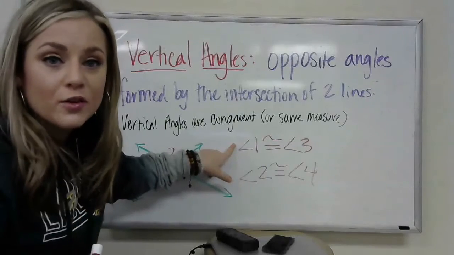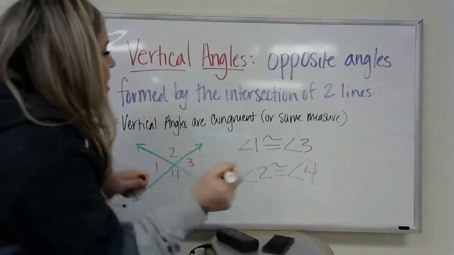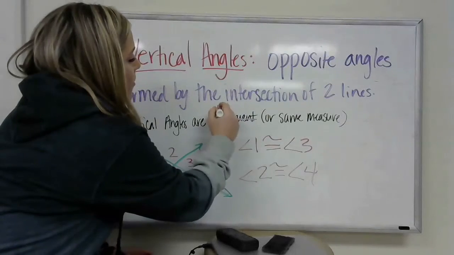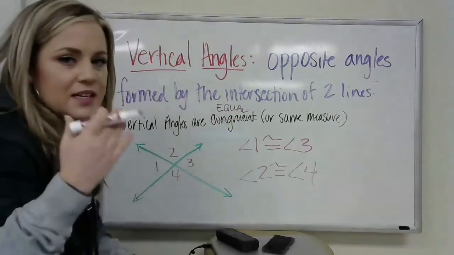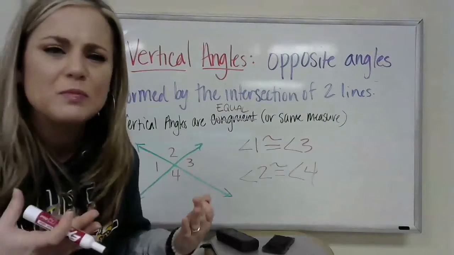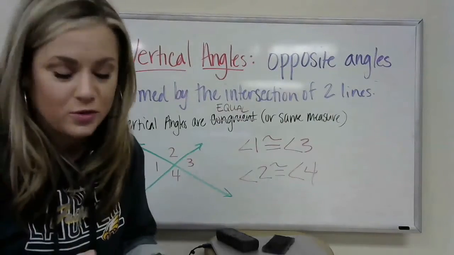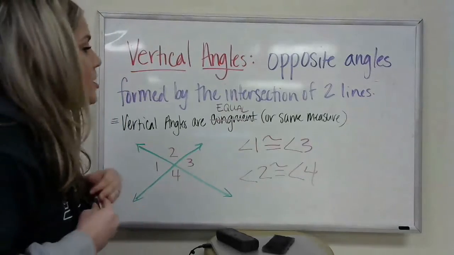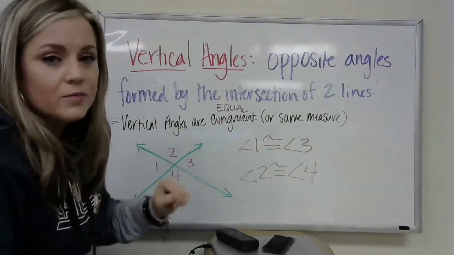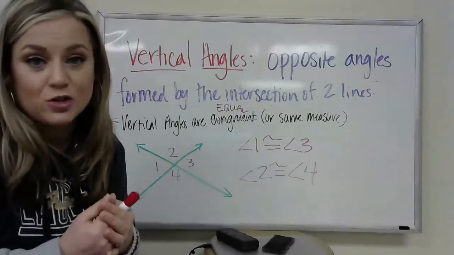And if you had me in third grade, or if you've had me before earlier this year, I always say, we can cross that out and we can make our brain say equal, because equal sounds easier for our brain to understand. We've been using that word forever, and we haven't been using congruent. So vertical angles are equal, or the same measure, okay? So they're congruent. They're the same size, same measure, okay?